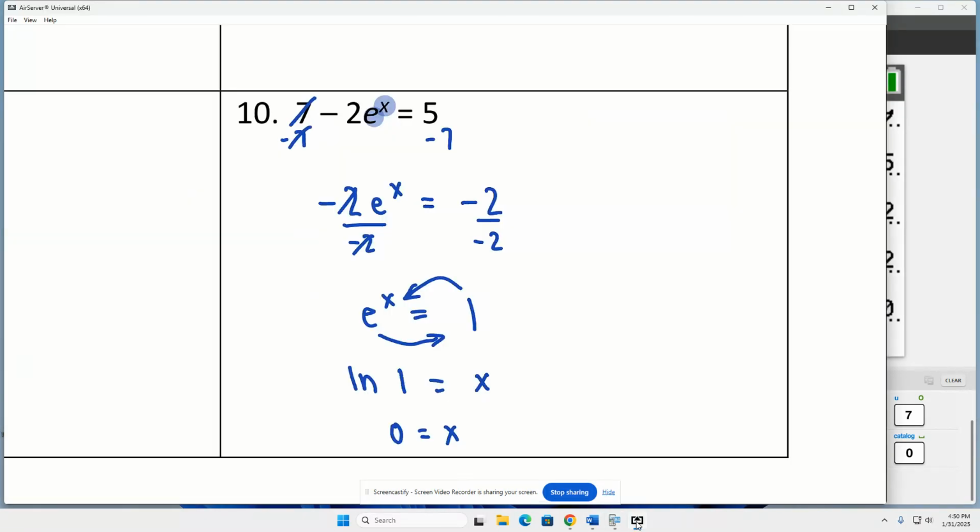And there's your work if you didn't write it down as we were doing it. So follow the steps. We subtracted 7, got negative 2. Divided by negative 2, got positive 1. I rewrote this as a natural logarithm, understood base e, of 1 equals x, and the natural log of 1 is 0. And that's it, okay?